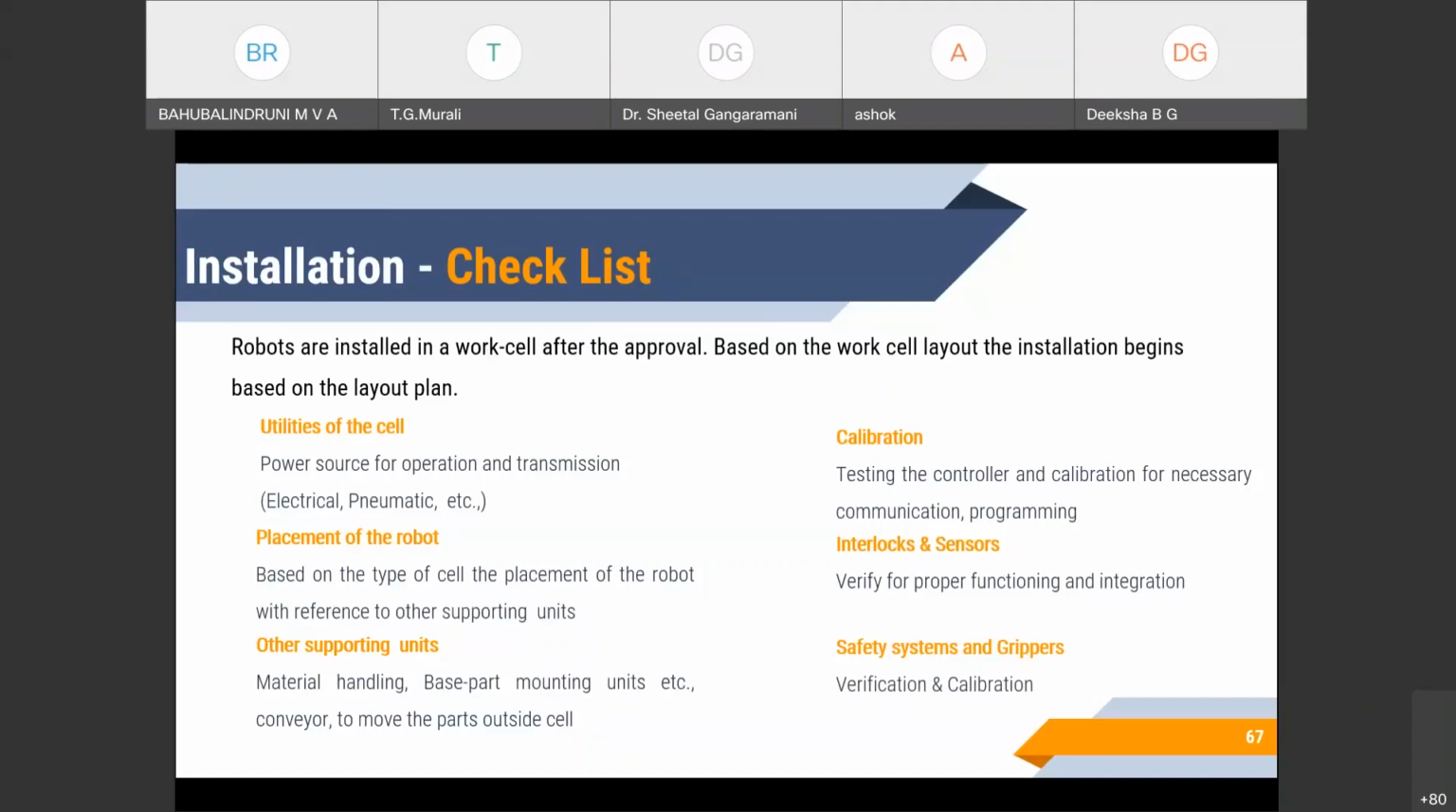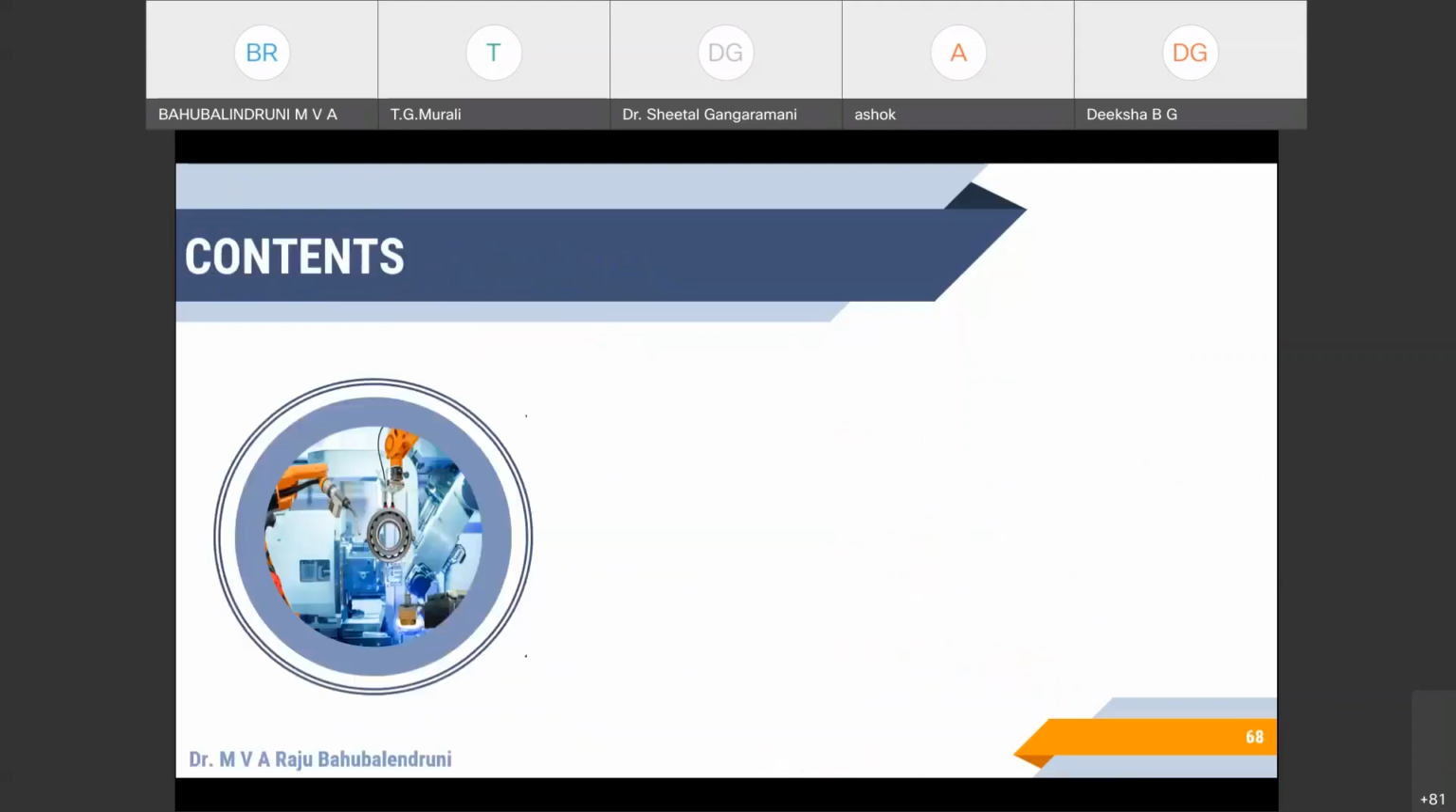Instead of a robot, I can say it's a complete calibration of the robotic work cell. Once we do this, we can go for a trial production run. If the trial production run is fine, then we can go for real-time production. So this would be the installation checklist for an industrial robot.